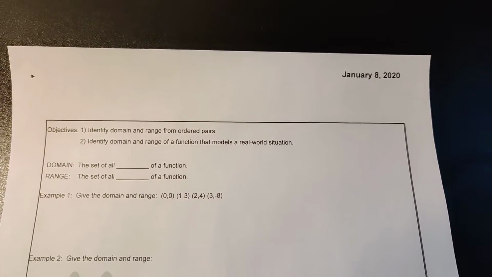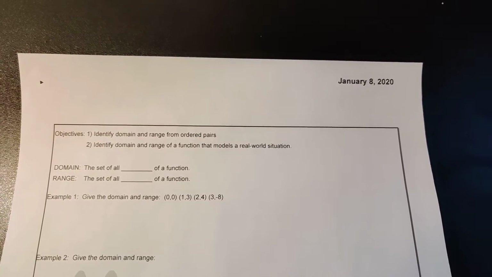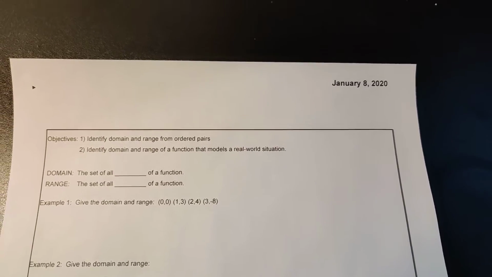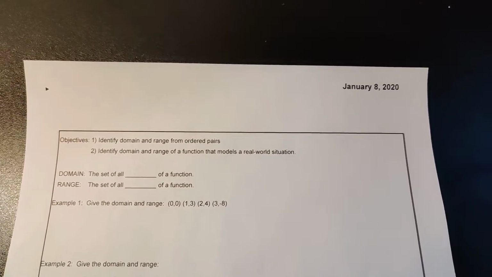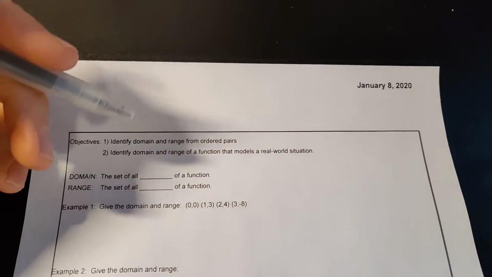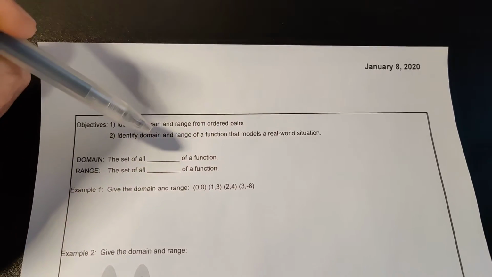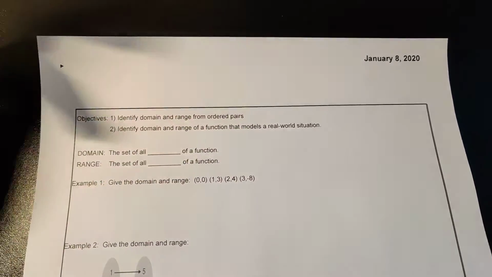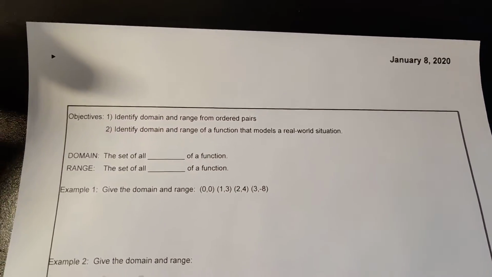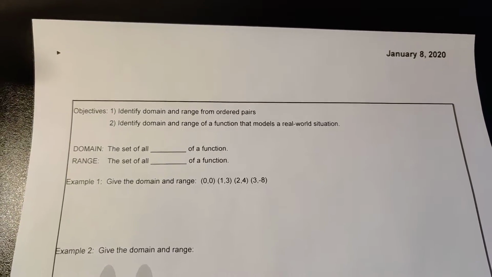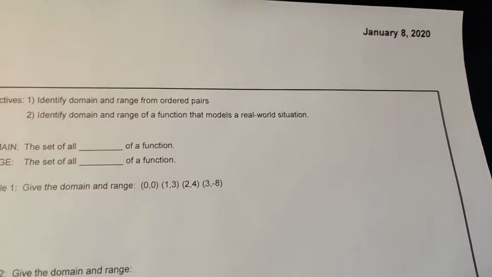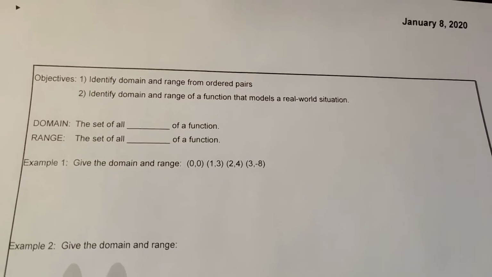Okay, so what we want to do here is go through the lesson for number 3 on your checklist, I believe, which is identifying domain and range of a function. Specifically, like the objectives say, we want to identify the domain and range from ordered pairs, and from a real-world function. You should be taking notes as you go along, filling this in, hopefully with a pencil. Again, I'm going to use pen because it just shows up better on videos. Okay, let's get started.